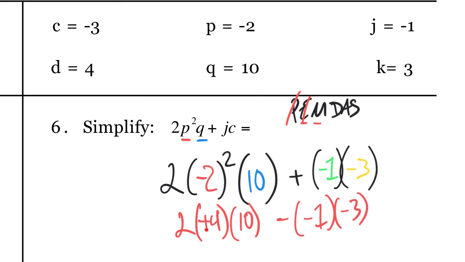And so I know that 2 times 4 is 8, times 10 is what? 80. It is 80. But I also know that, for example, 4 times 10 is 40, times 2 is 80, so it's going to give us the same thing. And then I know it's going to be 80 minus what? -1 times -3 is +3. So it's going to be 80 minus 3, and that, of course, is going to give us +77. And that, ladies and gentlemen, is the answer for number 6.